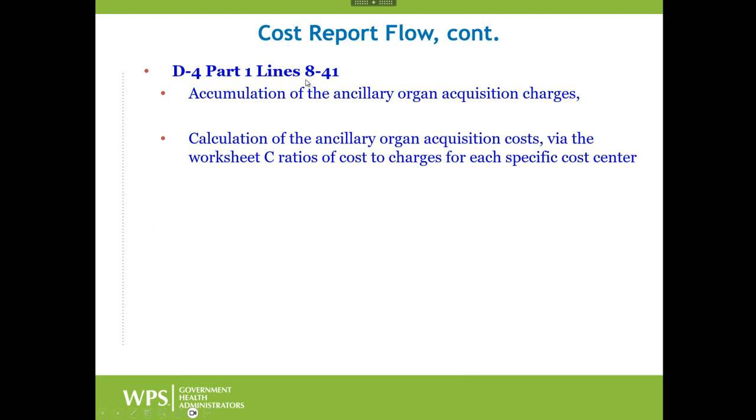So now we get to lines 8 through 41, still on D-4 Part 1. These are all of our organ acquisition charges. The idea here is we're still using that worksheet C cost to charge ratio, multiplying it by the organ acquisition ancillary charges, to get just the cost related to the organ.